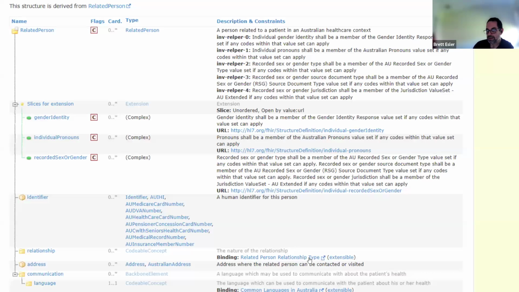And we do create some bindings to terminology. So there is a related person relationship type set, which is something that will get inherited by AU Core. So that's already at an extensible level. It's one of the few places in AU Base that has extensible binding. So we would inherit that in AU Core if we're basing it on AU Base, which I think we will. And we do have a languages binding as well for communication. So that's to give you a flavor of what's coming in through AU Base.